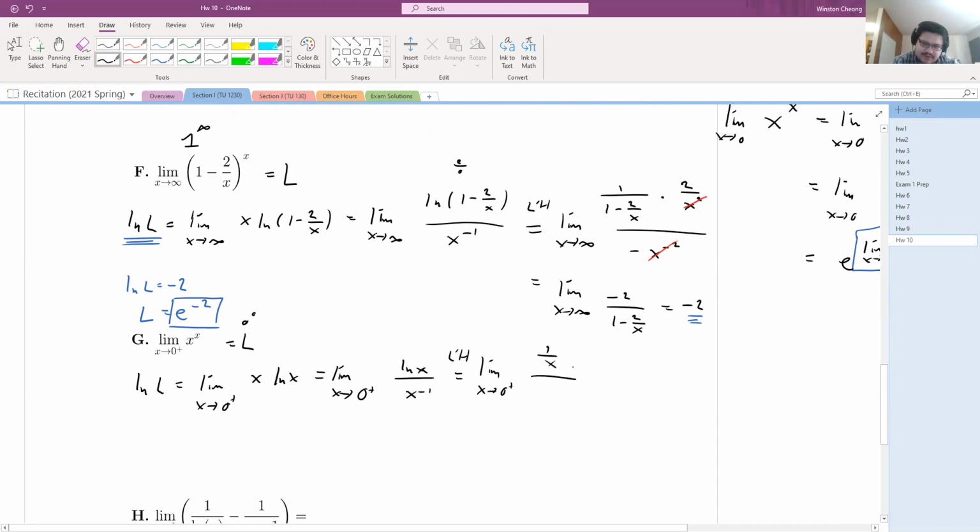So 1 over x on top, minus x to the negative second on the bottom. Now we can clean this up if you imagine multiplying top and bottom by x squared. That's an easier way of thinking about rearranging the exponents. So you get negative x. Okay, so the limit of negative x is going to be 0. But remember what problem we are solving at this moment in time, right? This is always the most common mistake.